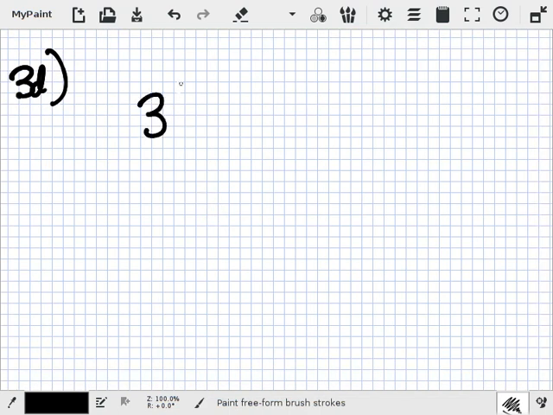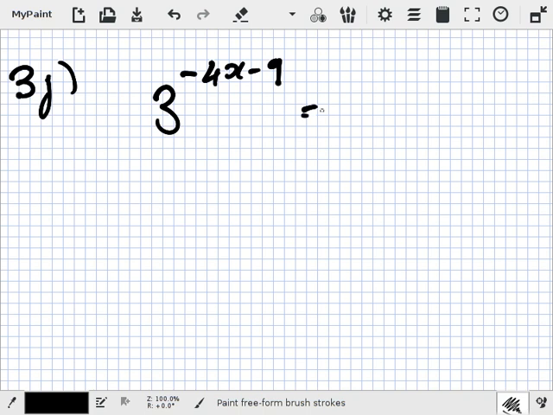I'll do a different one. Let's see. You did the hardest one. Well, they're all about the same, but I'll just do J. Yeah, okay, J. That looks like a good one. So, 3^(-4x-9) equals 7^(2x).